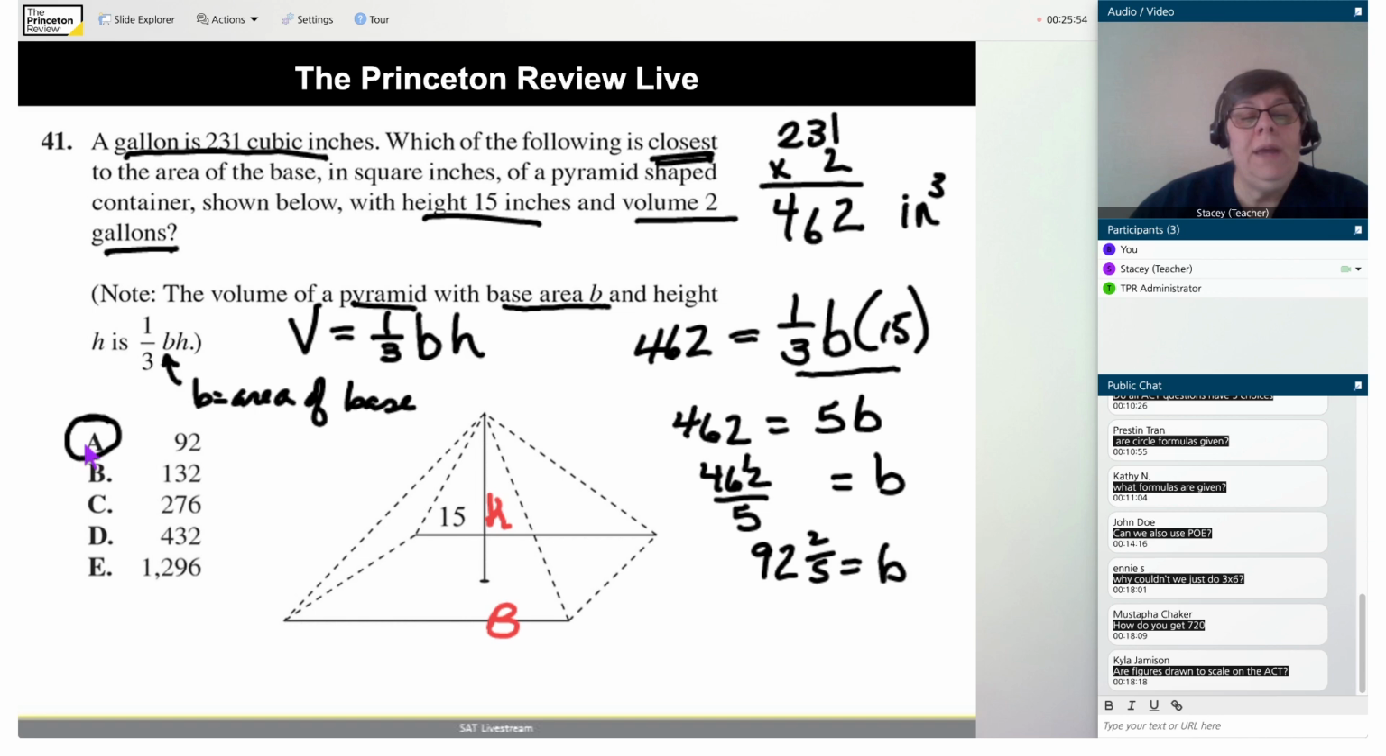All right, do we have any questions from this problem anybody wants to ask? This was kind of a straight sort of got a formula, got some numbers, kind of plug and chug into the formula. All right, we like a good plug and chug question. Can get us in and out of our questions fairly quickly and efficiently.